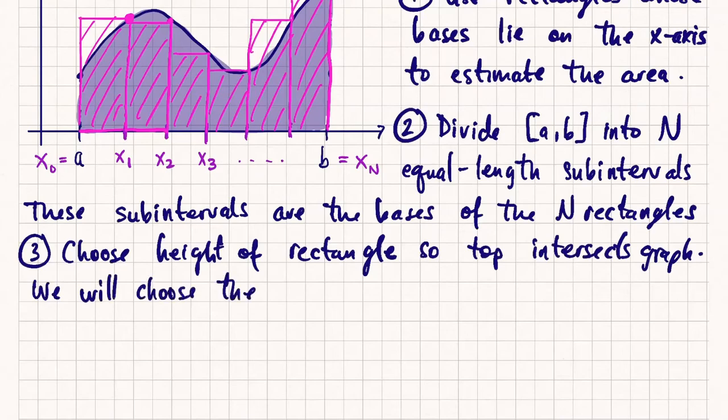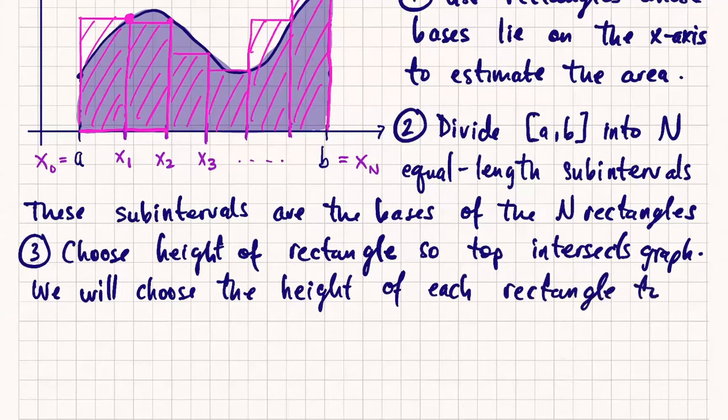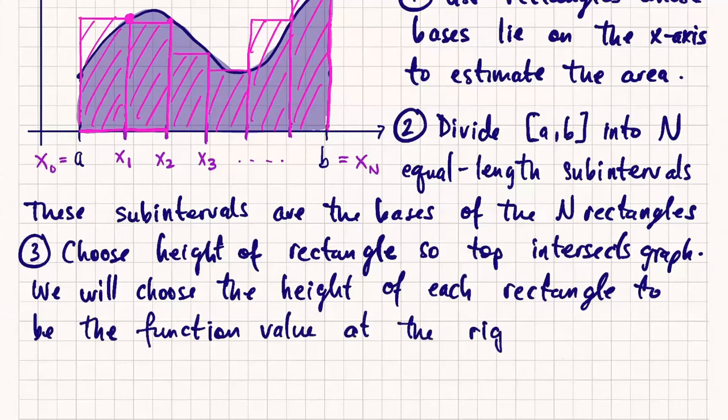We will choose the height of each rectangle to be the function value at the right endpoint. All these notes are in the lecture notes if you don't want to copy down every single thing. Function value at the right endpoints of each subinterval.